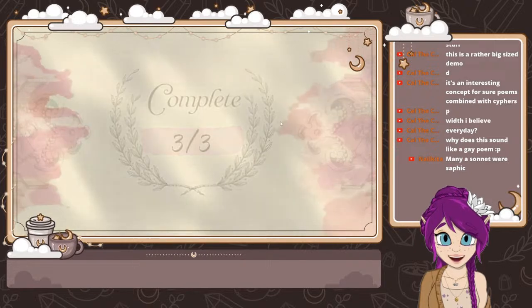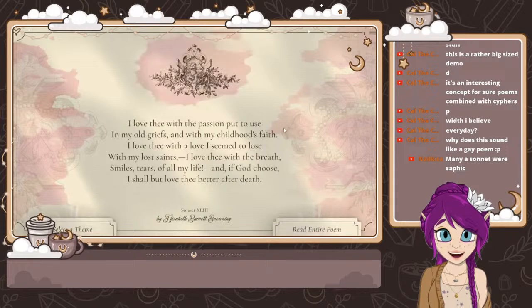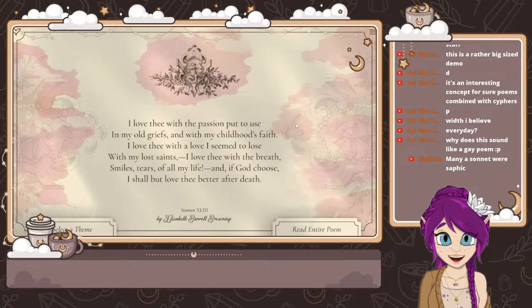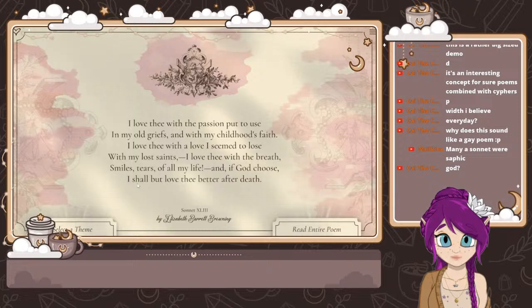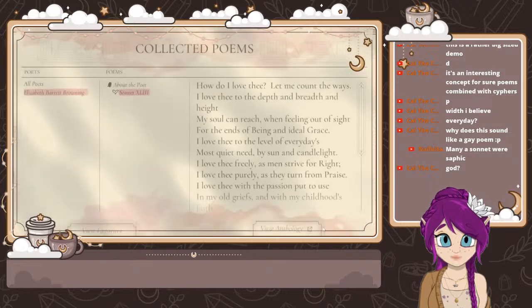G. Here we go. I love thee with a passion put to use, and my old griefs and when my childhood's faith. I love thee with a love I seem to lose, with my lost saints. I love thee with the breath, smile, tears of all my life, and if God choose, I shall but love thee better after death.